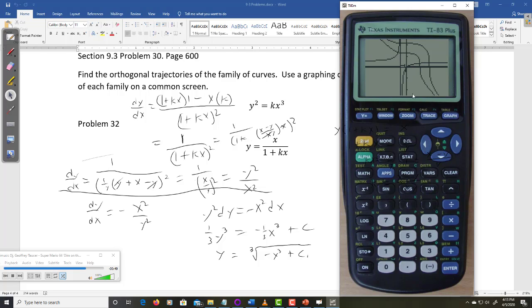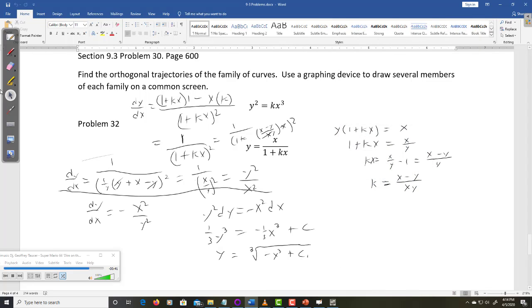See, whenever they meet, it's at right angles. So there we go. All right, so the answer, the orthogonal trajectories, is this baby.